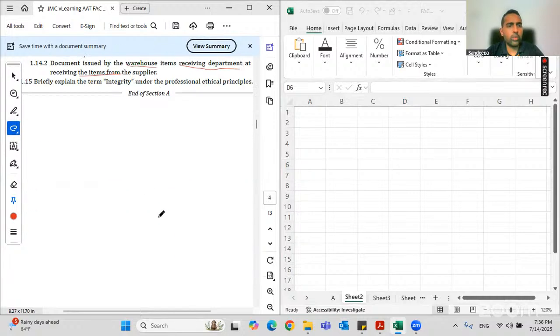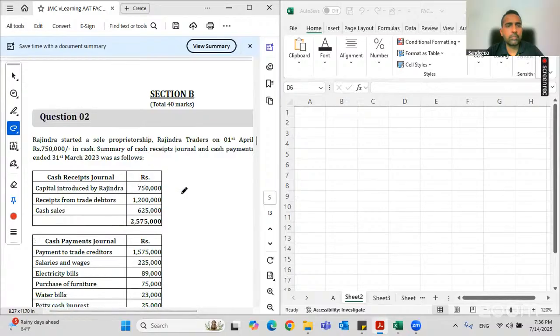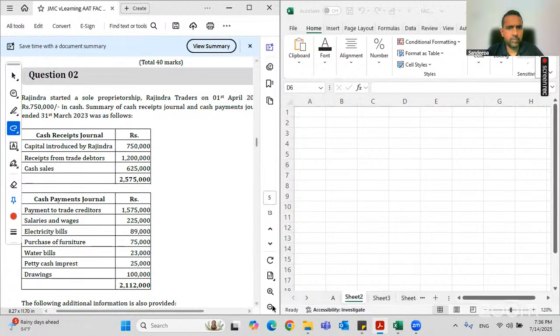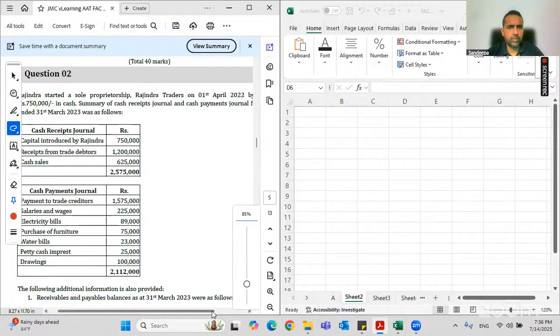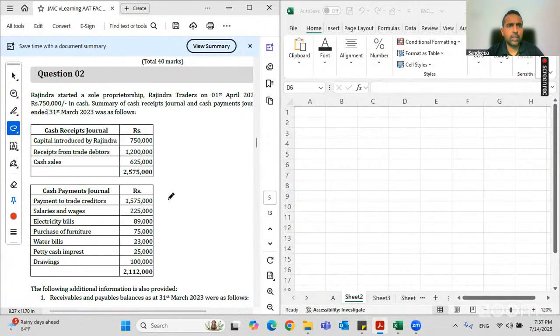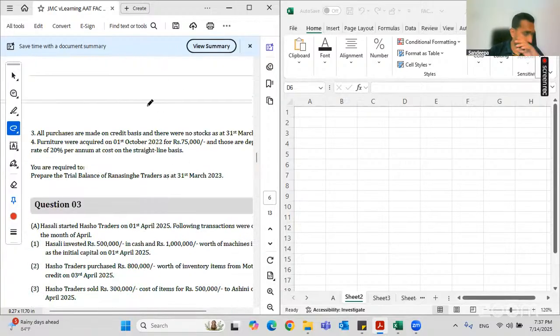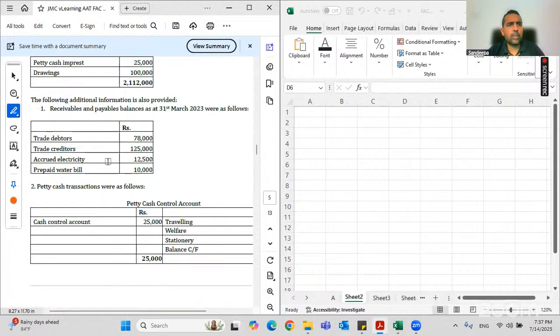Right. So we are trying to move towards section B. Okay. So let's look at this question. Prepare the trial balance. So we are supposed to prepare the trial balance. We'll see.